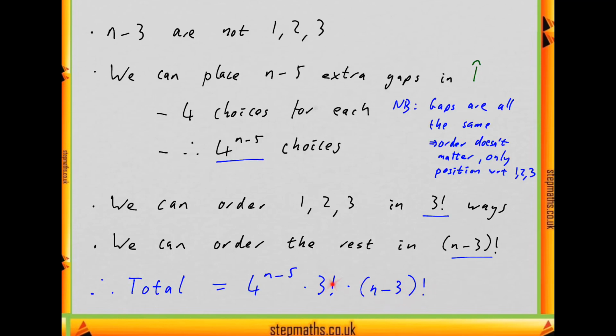So if you wanted, you could rewrite this. You could turn this into a 6. You could turn this into 2 to the n minus 10. But this is as simple as anything else you're going to get, so we'll leave our answer here.